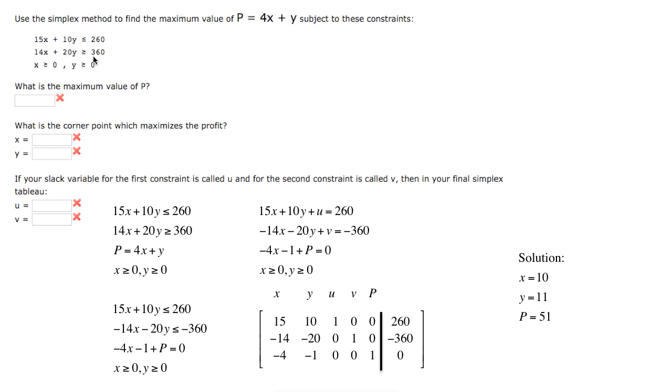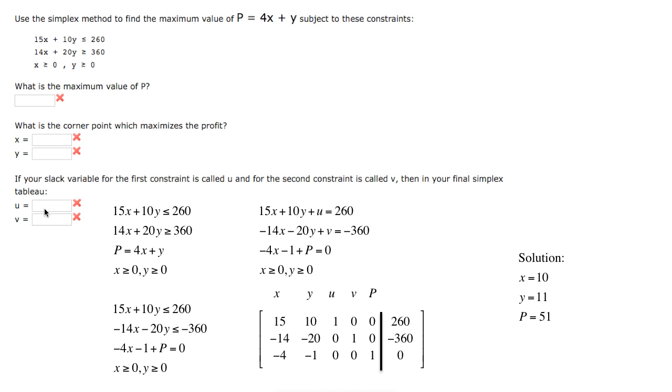So in answering the questions, the maximum value of P is 51. What's the corner point which maximizes the profit? x equals 10, y equals 11. And then the final question is, if your slack variable for the first constraint is U and the second variable is V, then what value do the slack variables have?